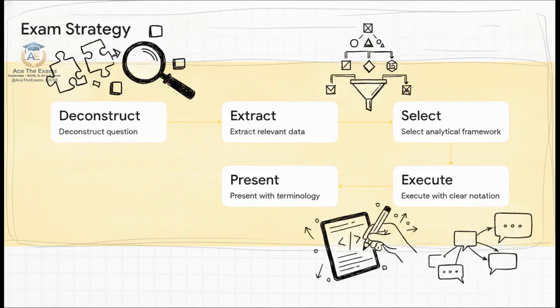Rule 3 is your time management matrix. Follow this 5-step exam strategy to tackle any high-level question rapidly and flawlessly. Deconstruct the prompt so you know exactly what is being asked. Extract the relevant data. Select your analytical framework. Execute your answer with incredibly clear notation. And present it all using the correct, precise computer science terminology. If you apply this matrix, you won't end up rushing out of time like Sam.